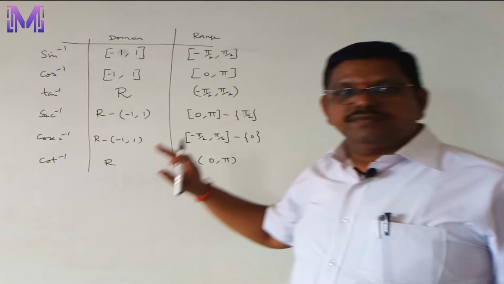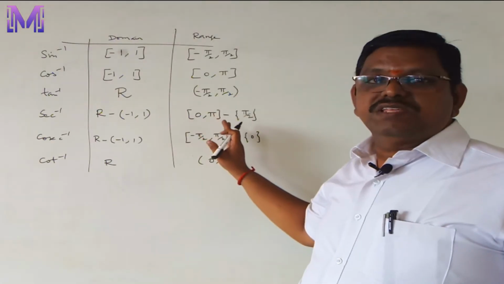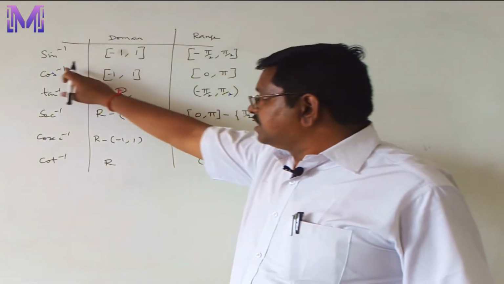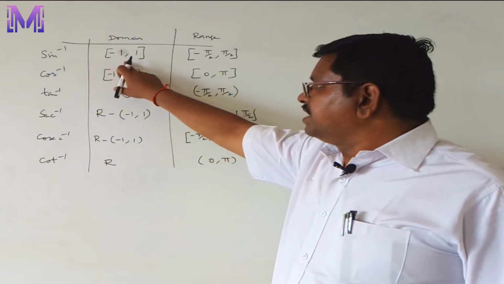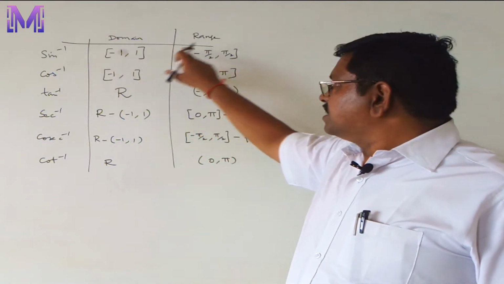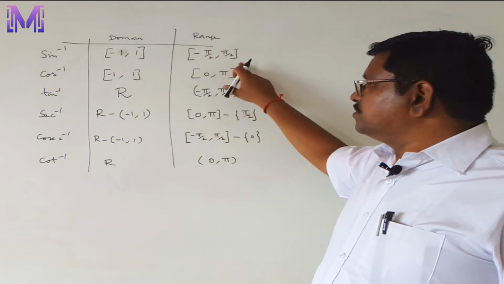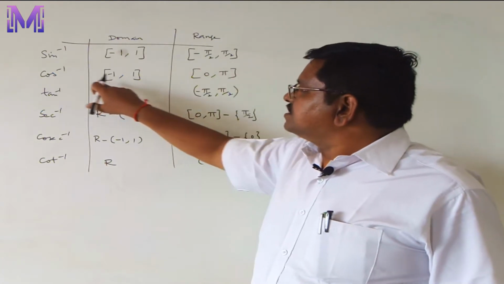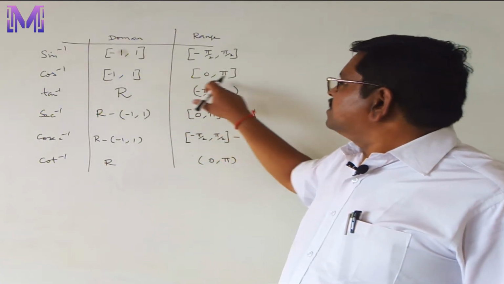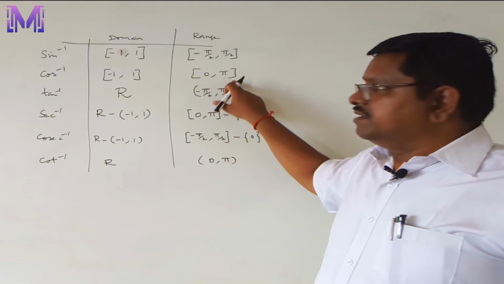And now we will write the table on the board. Look at the table given here. Here the domain of the sine inverse function is minus 1 comma 1, whereas the range is minus pi by 2 to plus pi by 2. For cos inverse, the domain is minus 1 comma 1, and the range is 0 comma pi.